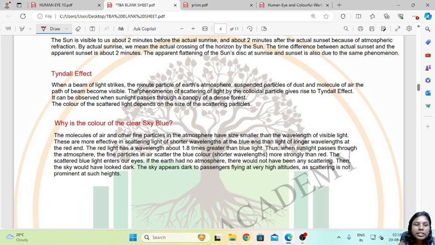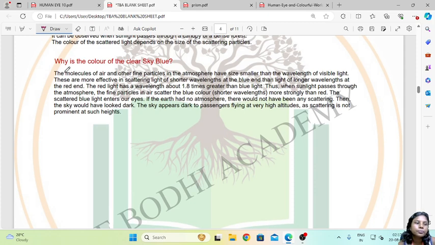It is observed when sunlight passes through a canopy of dense forest. Same thing in a forest: if there are a huge number of very dense trees, then through them also the small rays of sunlight which enter, in that also you could see these colloidal particles that are dispersed. The color of the scattered light depends on the size of the scattering particle.